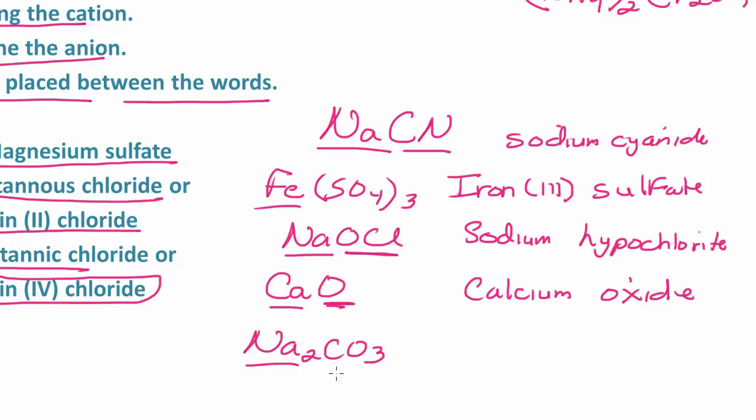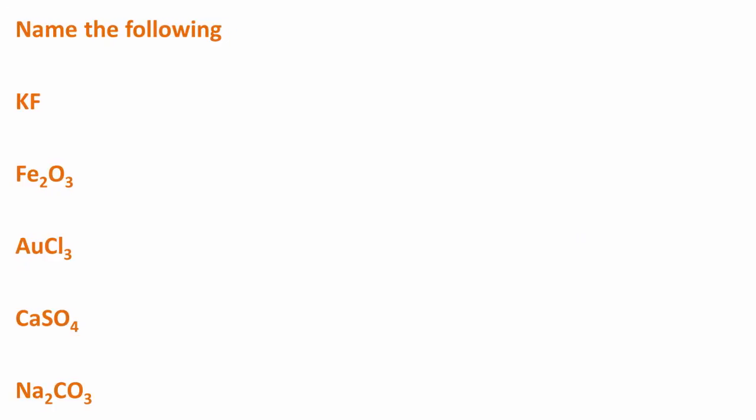We have sodium ion. Sodium is a metal. Remember, that's the cation, is the sodium ion. So this would be sodium. And this here is the carbonate ion, sodium carbonate. Oh, here's some more that we can name. We have potassium and fluorine atom. So this would be potassium fluoride.